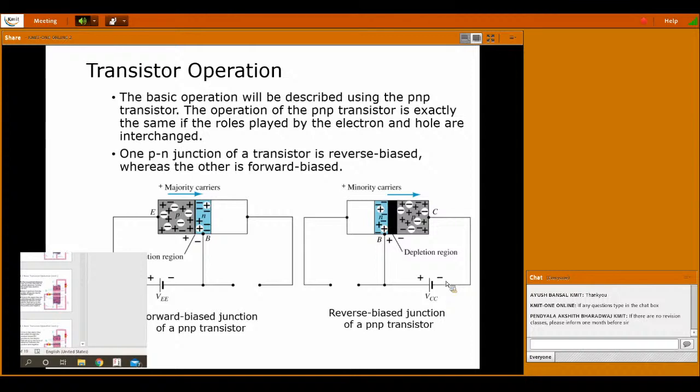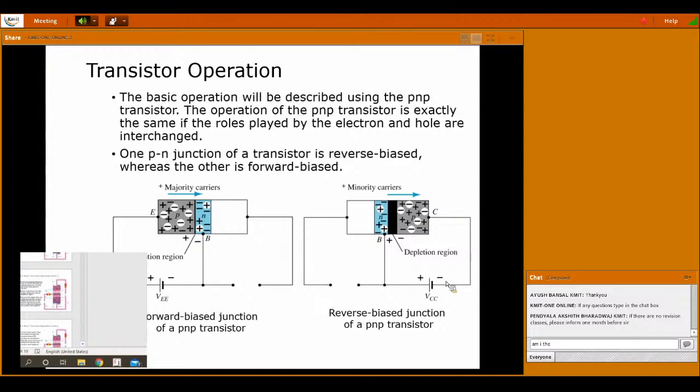So when our output junction is reverse biased, the depletion layer width penetrates more into the lightly doped region. Out of the three regions, our base is the lightly doped region. Hence there is more penetration into the base region, which reduces the effective width of the base. Actually, the physical width will be constant, but after varying your collector voltage, the effective width of the base will be reduced.